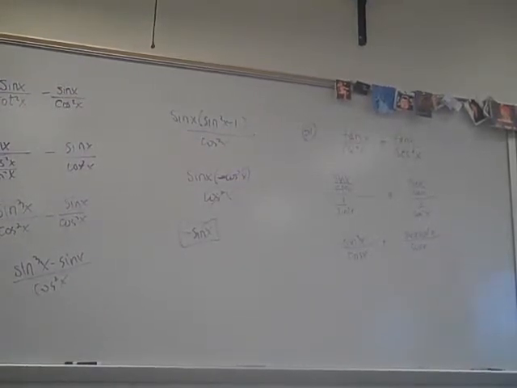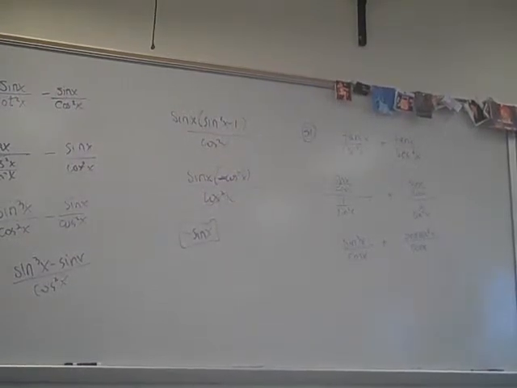Wait, question. If you have cosine and cosine squared x, is that considered like terms? They're not like terms. It'd be like x and x squared, so they can't go together.